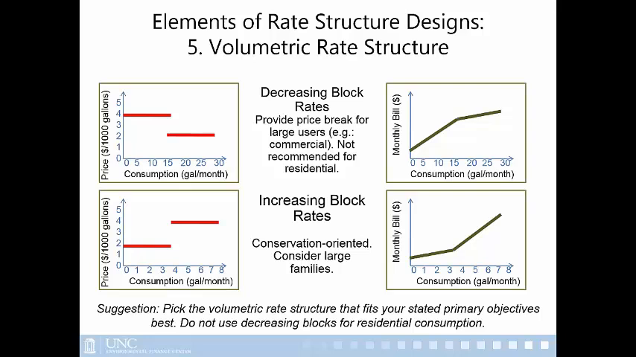Block rates can either be decreasing or increasing. At some point you're going to have the rate, the dollars per 1,000 gallons, change. An increasing block rate structure means that as you use more water, that unit rate, the dollars per 1,000 gallons, increases. Like the example we showed earlier in the webinar. Decreasing block would be going the other way. The more you use, the lower that volumetric rate is.